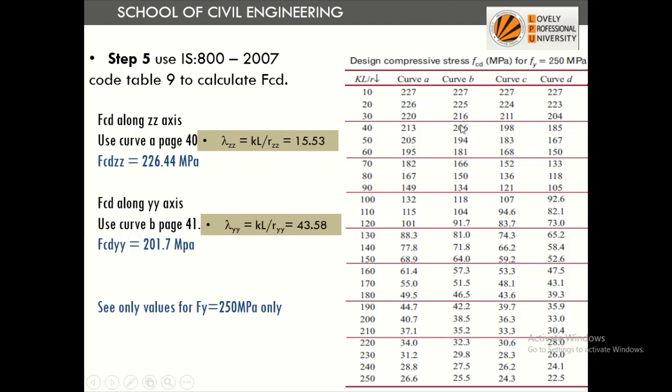So FCD yy will be 201.7, between here. And see, this is a consolidated version of the values for fy 250, but you have to use separate curves, and this is the way it is given in your IS code.